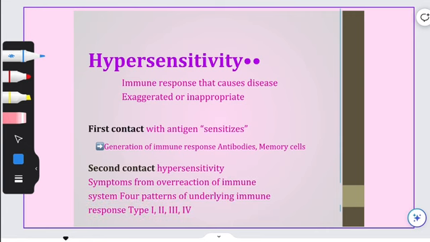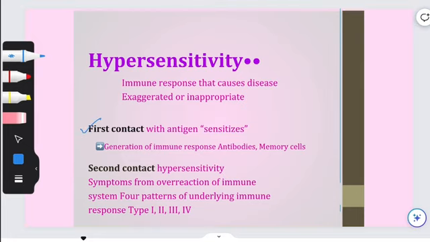In this module, let us learn about the hypersensitivity reactions. Hypersensitivity is an immune response that causes diseases. Generally, it is an exaggerated or inappropriate immune response. All hypersensitivity disorders follow a similar pattern.